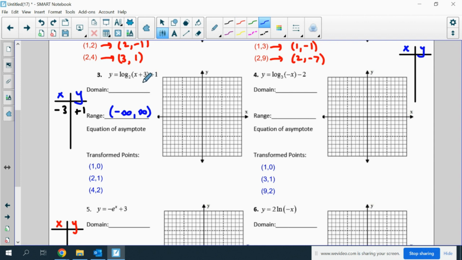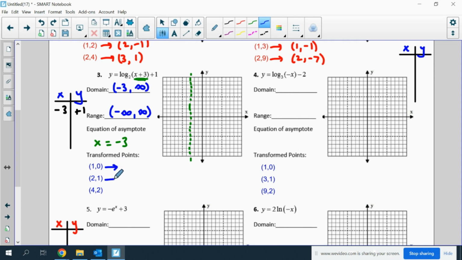The domain is going to be bounded by the vertical asymptote. Notice that the vertical asymptote was an x equals thing. So my vertical asymptote will be what happens when the inside of this is equal to 0. So the inside of this will be equal to 0 at -3, which makes sense since my graph is shifting left 3. So the domain of this graph is -3 to infinity. And the equation of my asymptote is x equals -3. I don't know why I just wrote the x like that.